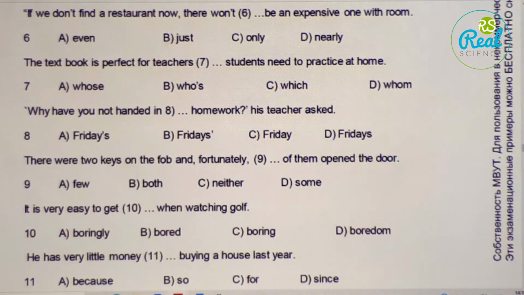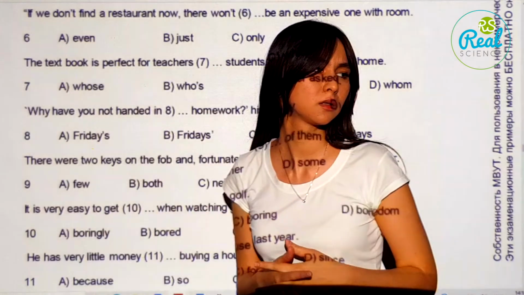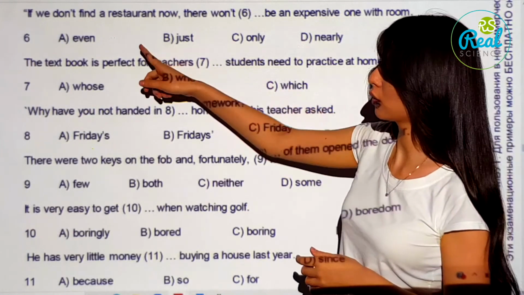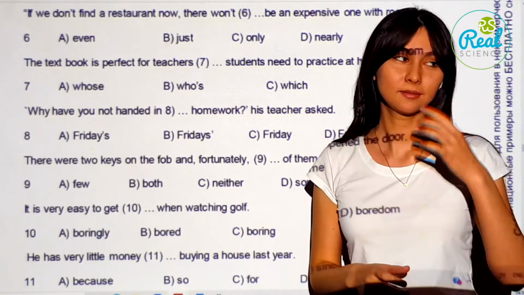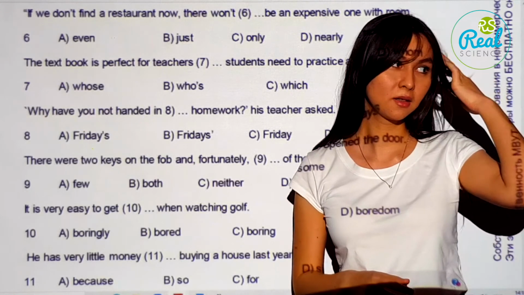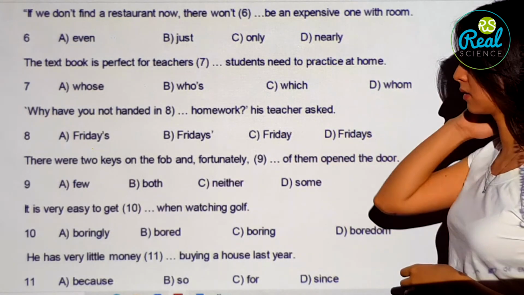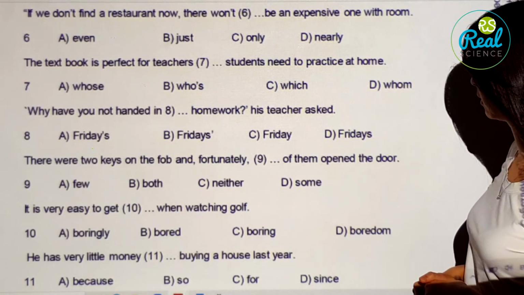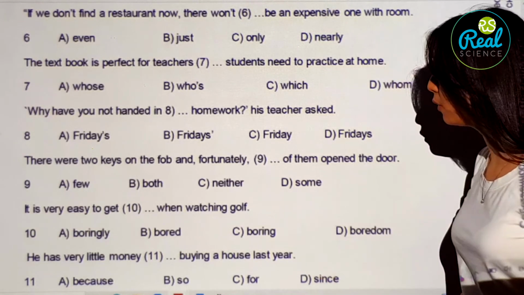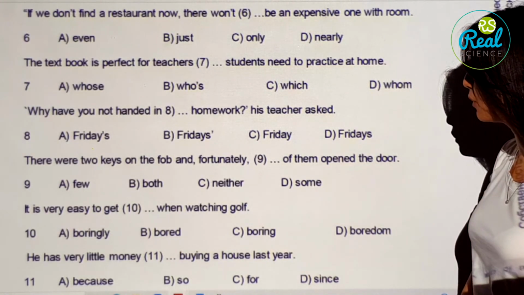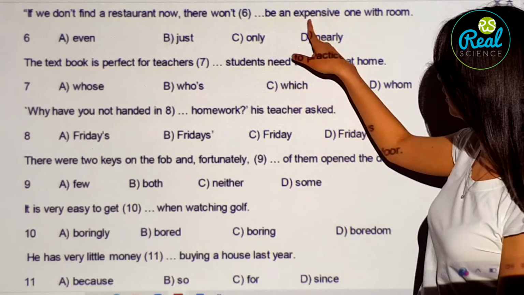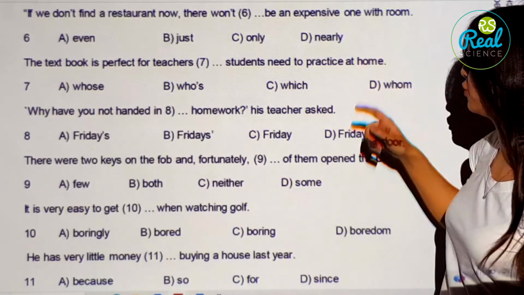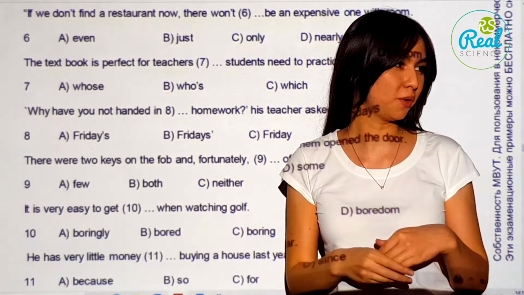Done. Okay, good. So others, what about others? Okay, nice. So let's read the first one. Who wants to read? Jasmine? If we don't find a restaurant now, there won't even be an expensive one with room. The correct answer is A1, even. So you will have nothing if you are late, okay?